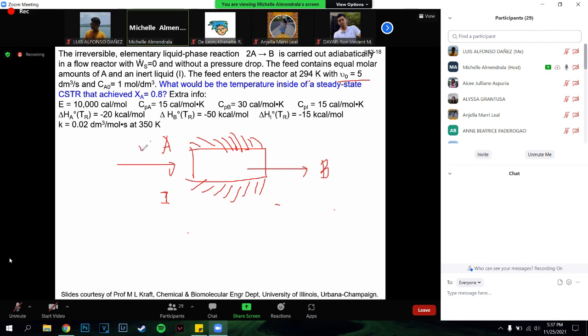Same as before, the feed enters the reactor at 294. Again, you're always given the initial temperature of the feed, which is 294, and the initial flow rate is known, and then the concentration of A is also known.